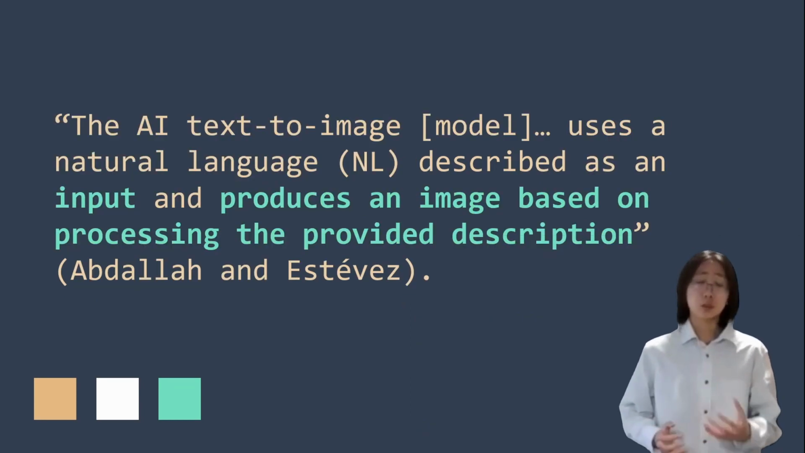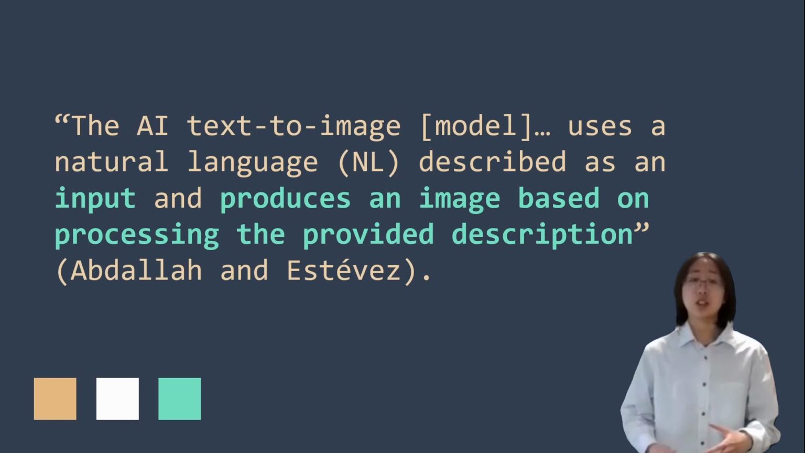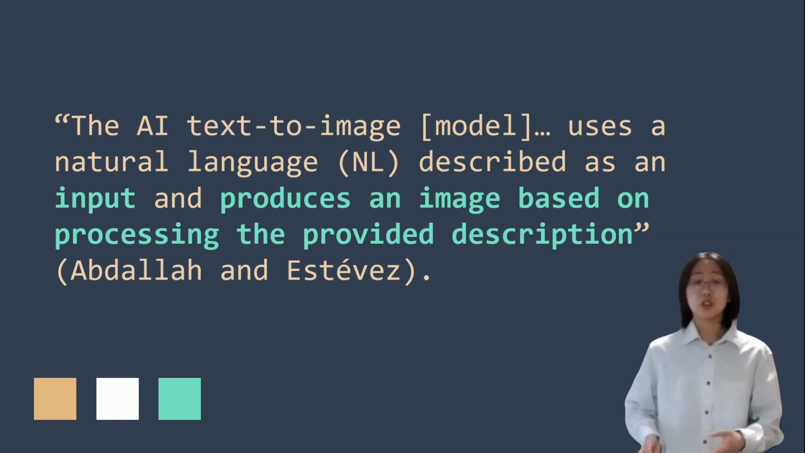Let's talk specifically about AI text-to-image generators. What this is saying is, the AI generator takes in our input, or the prompt that we type in, and then it tries to produce an image based on that prompt. There are different machine learning models that are commonly used in AI generation systems.